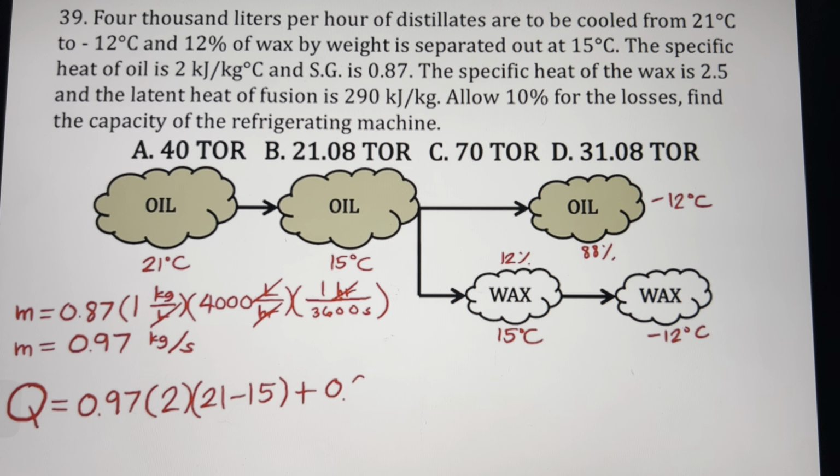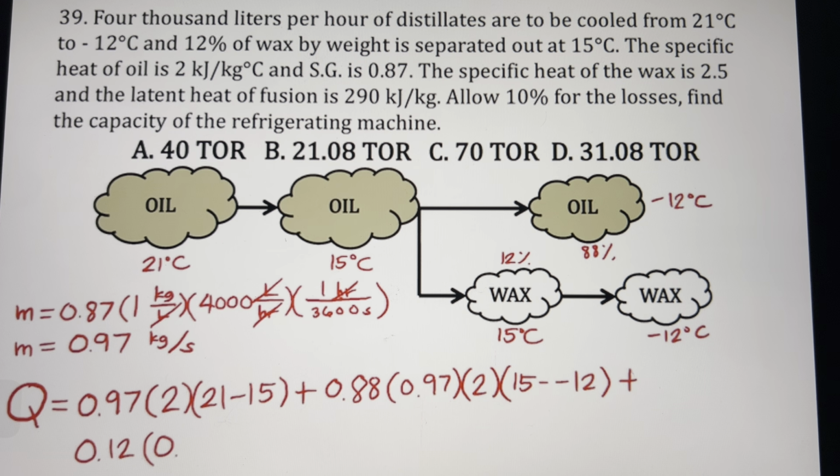Plus, we have here oil at 15 and it changes to wax at 15. So there is no change in temperature, but there is a change in phase. So that is latent heat. And that is composed of the 12% of its weight. So that is 0.12 times mass times latent heat, where the mass is 0.97 and our latent heat of fusion is 290.